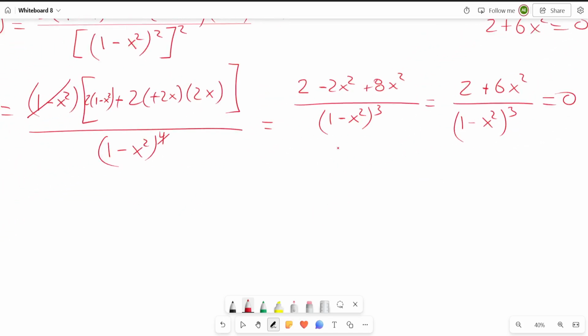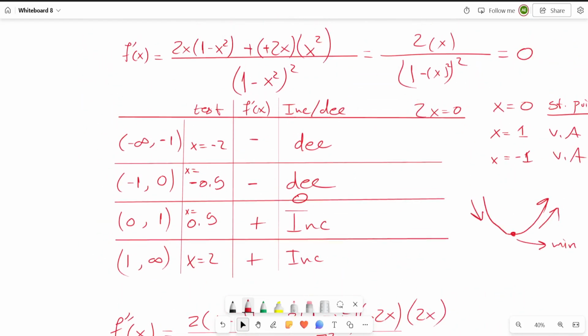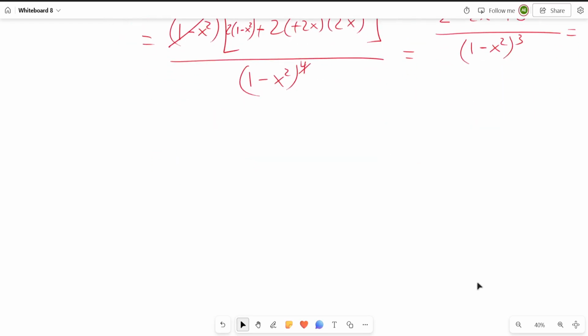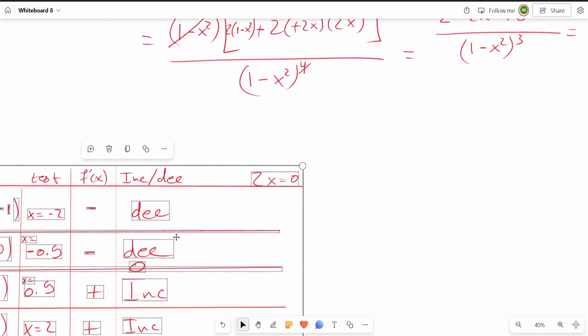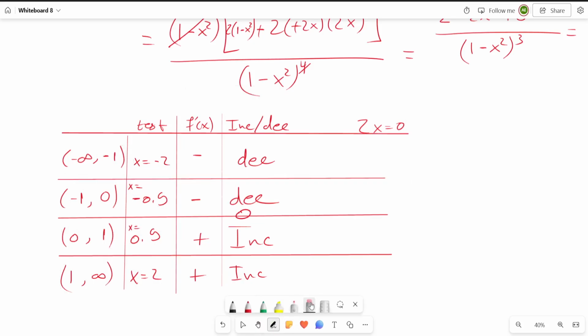So now what we will do is copy our nice table over here and do it for f double dash of x. So if we can erase these bits and change this.